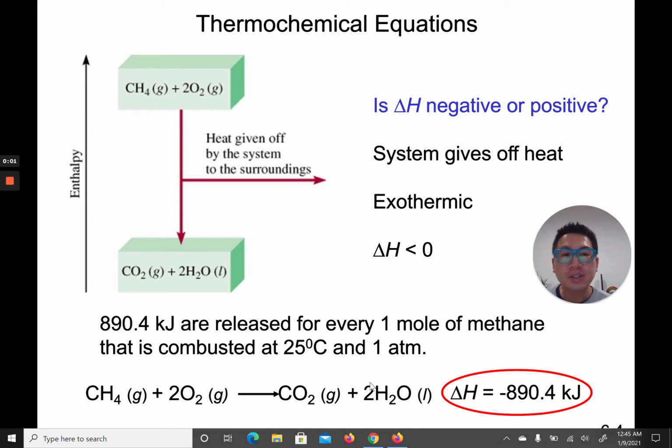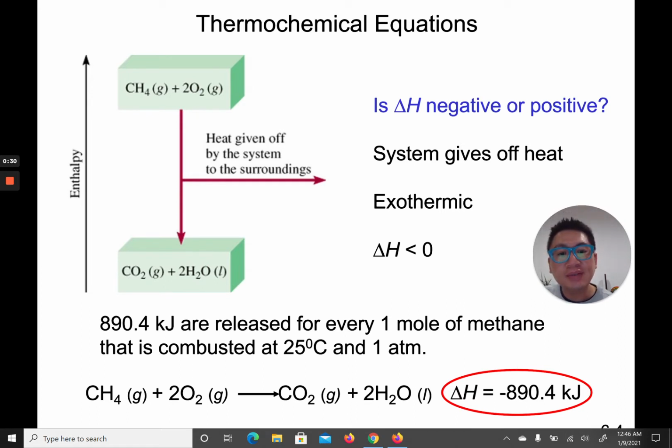Okay, I want to continue partially where we left off before. That is looking at these what's called thermochemical equations. Here at the bottom of the screen, you'll see an equation that says CH4, also known as methane, or 1 mole of methane, and 2 moles of oxygen makes 1 mole of carbon dioxide and 2 moles of water, H2O. And delta H is equal to negative 890.4 kilojoules.